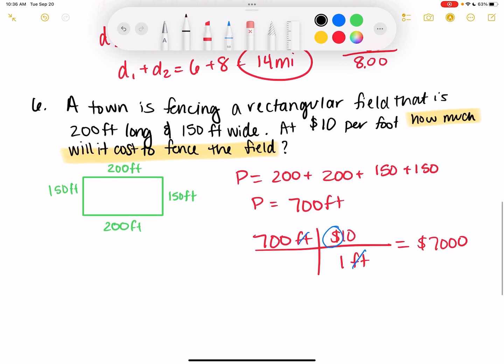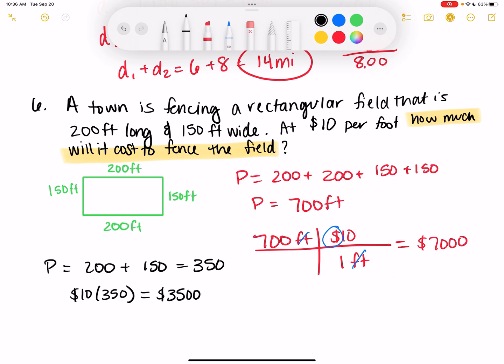So what they did is they had that P is equal to 200 plus 150 is equal to 350. And then they said that $10 times 350 feet is equal to $3,500. So the mistake that they made is they didn't add up all the sides. They only added 2 of the sides. So their error was that they only added 2 of the sides.